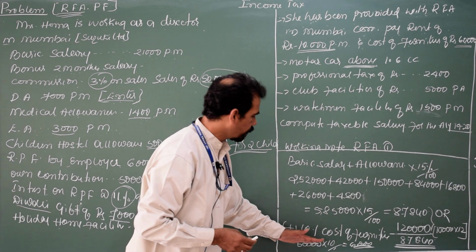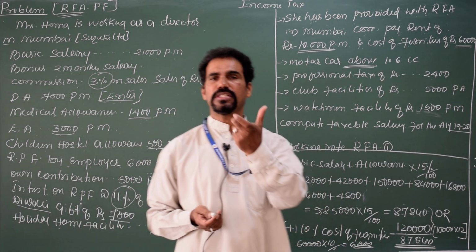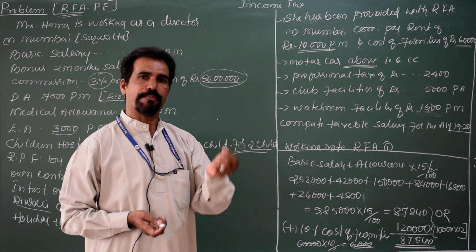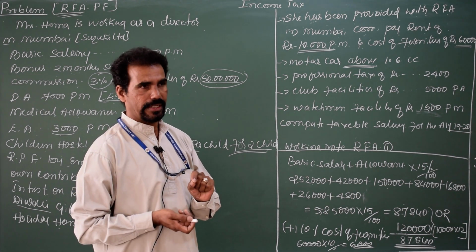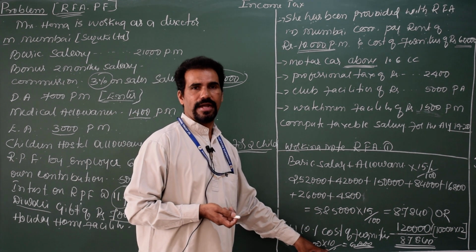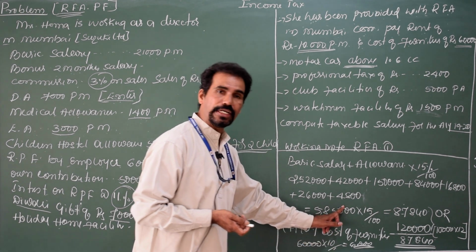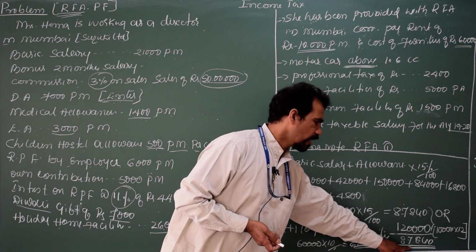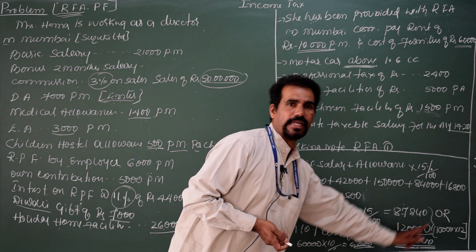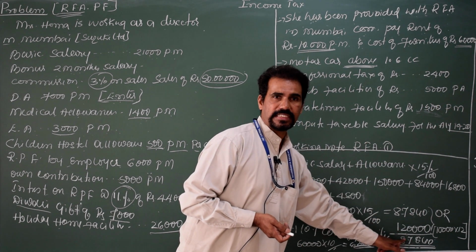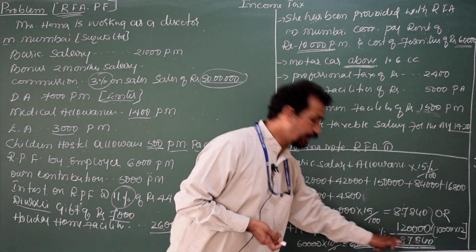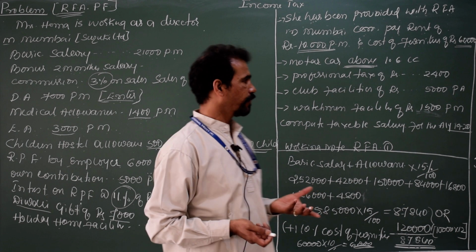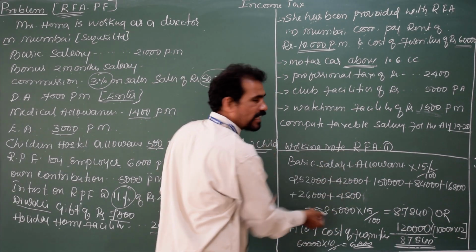So what is the furniture? He is provided furniture of cost rupees 60,000. What I told, whatever furniture is provided by the employer, 10% of the cost of furniture should be added. So now 60,000 into 10% comes to around 6,000. 87,840 plus 6,000 is around 93,840. It is a taxable amount for the sums. 87,840 is only for the 15%, and 6,000 should be added to that. Totally 93,840 is the taxable HRA. So it is only for the sums.